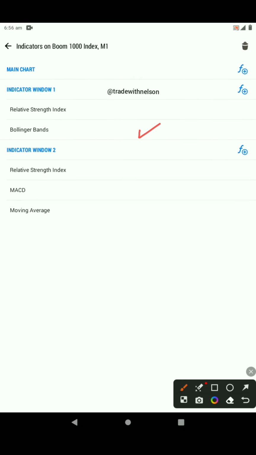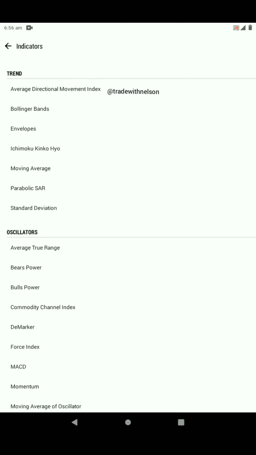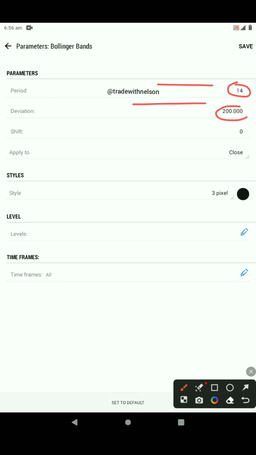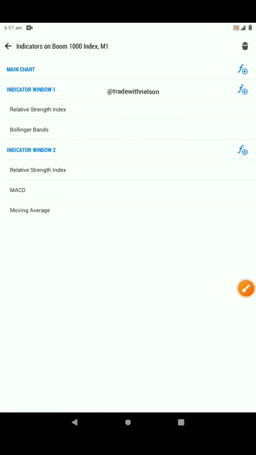For the Bollinger Bands, click on the F icon on indicators window 1, Bollinger Bands. Make your period 14, deviation 200, shift 0, apply to close, style 3 pixel and select a color of your choice. After that, click on save.